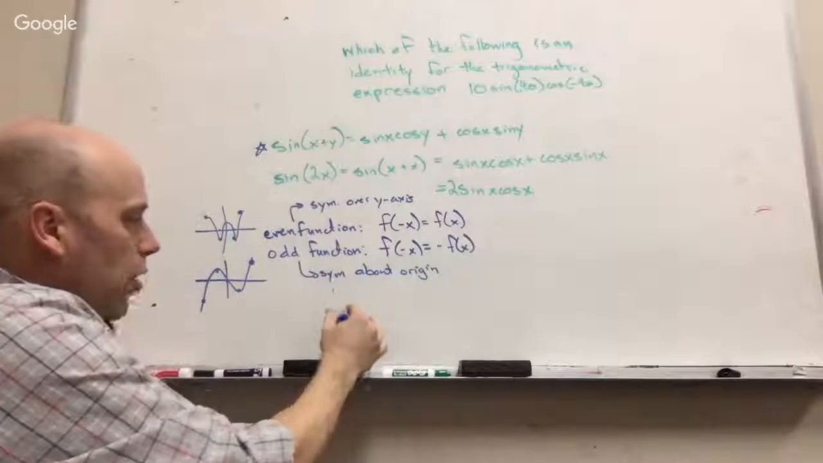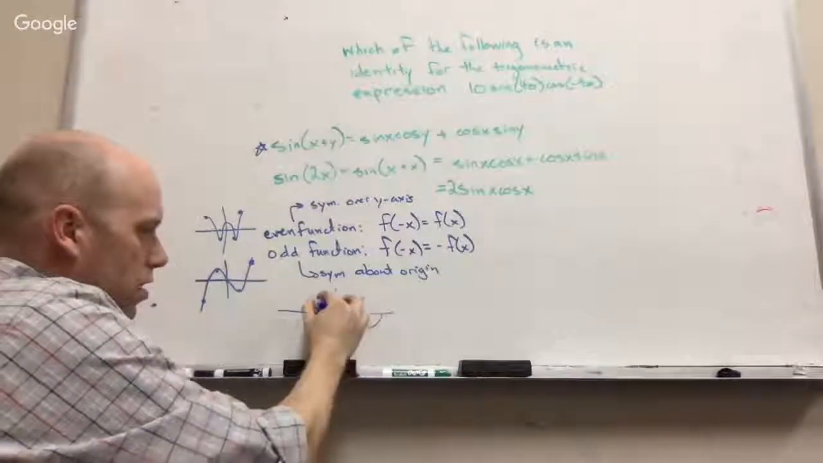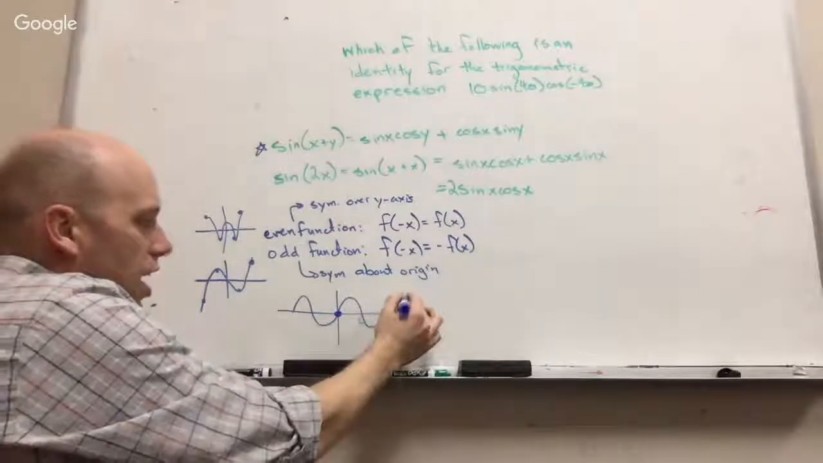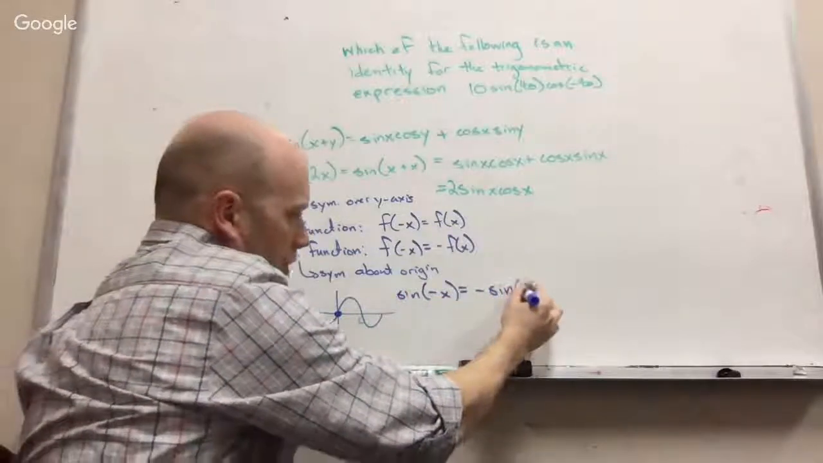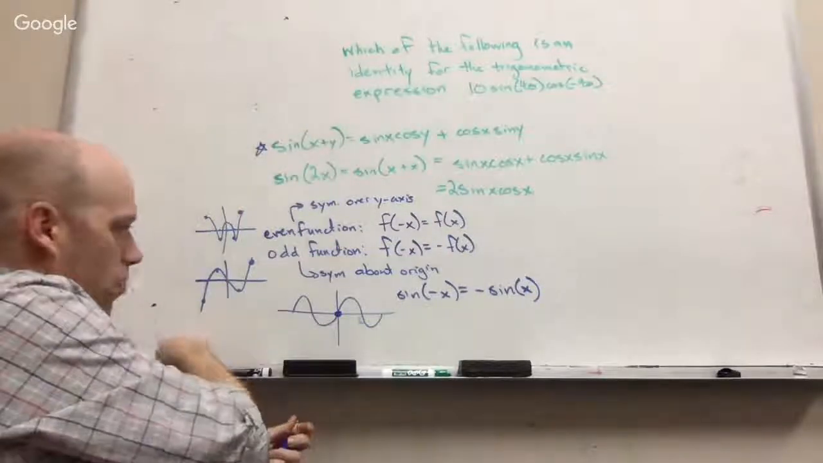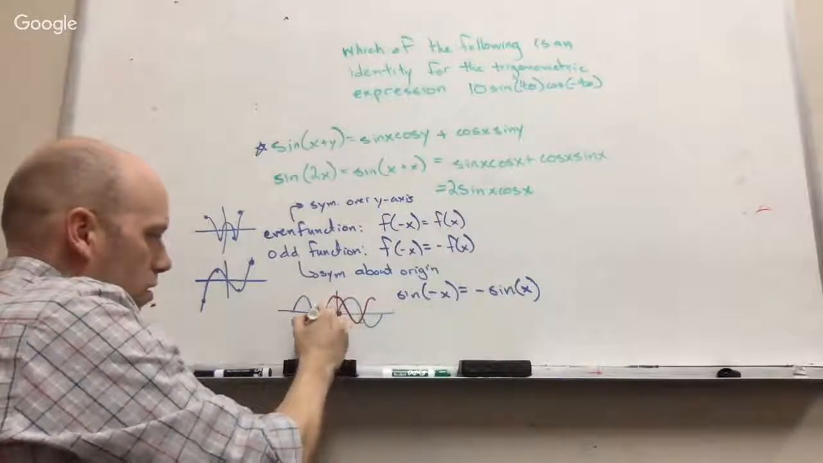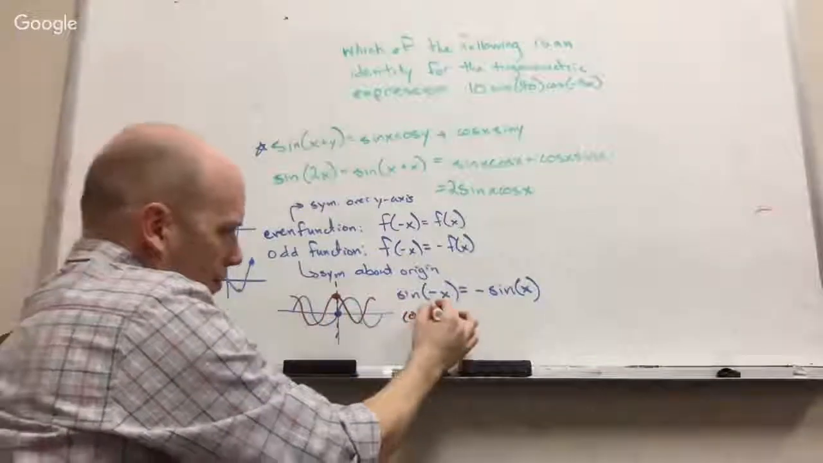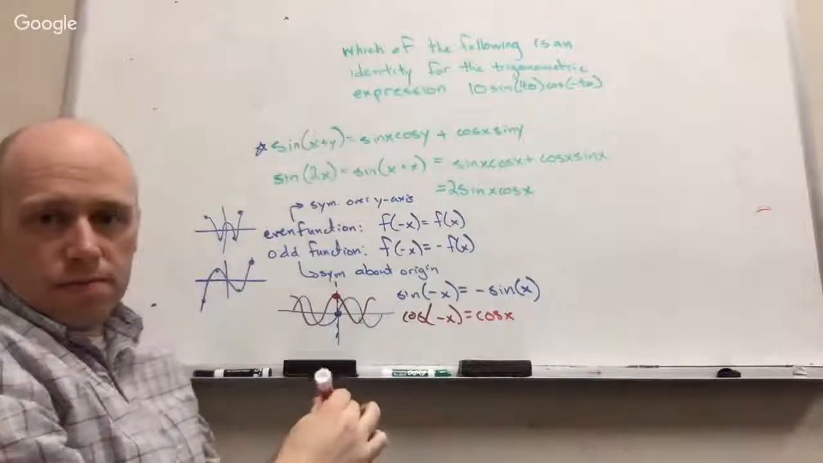So if we just think about what sine and cosine look like, sine looks like this. Its symmetry is about the origin, so sine is an odd function. Cosine, on the other hand, looks like this. So it's symmetric about the y-axis. Is that all right? Yep.